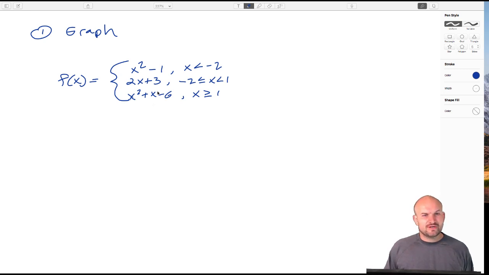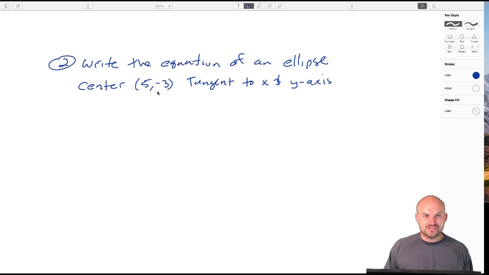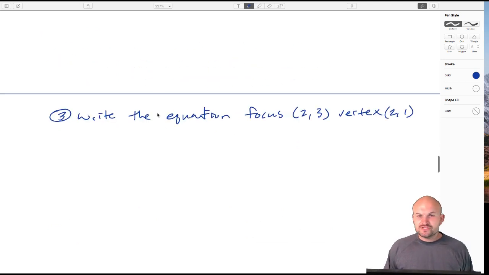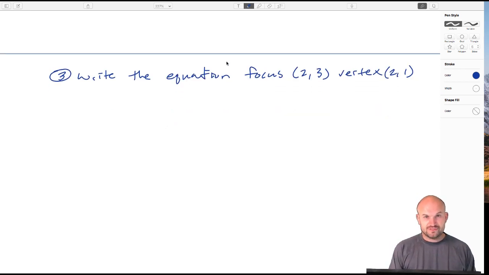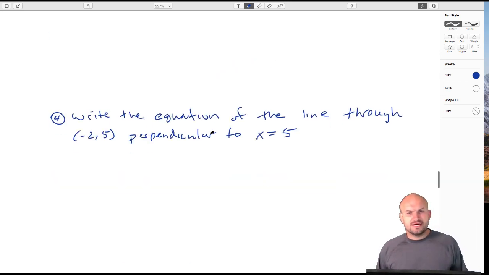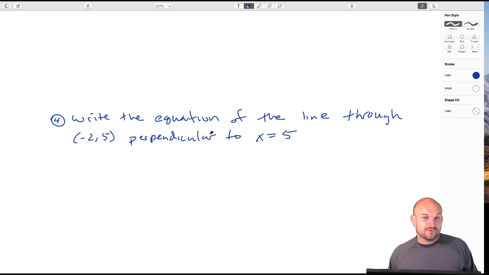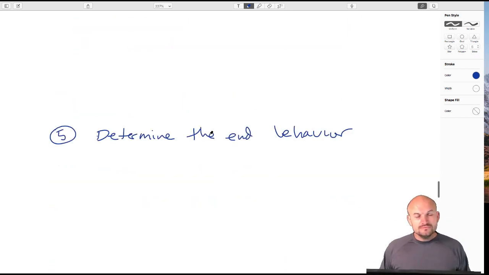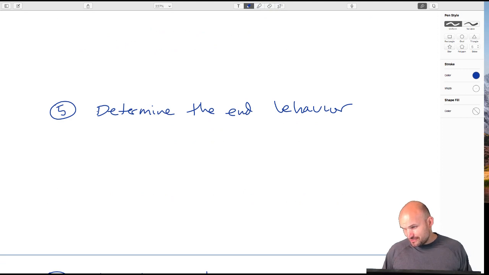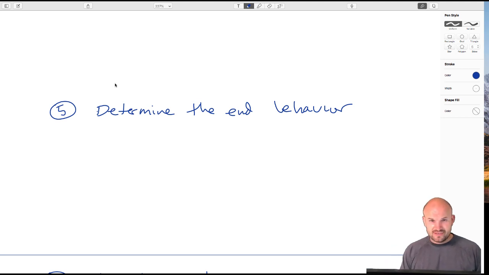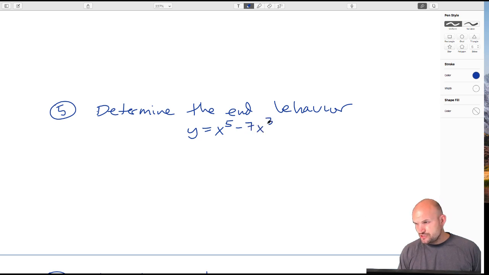So we have a graph of piecewise functions, and writing the equation of an ellipse. Then we'll go ahead and do writing the equation of a parabola, which I forgot to write in there, so I guess I could do that. All right, then we're going to write the equation of a line through a point that is perpendicular to another line. We're going to determine the end behavior. Somebody gave me a question, and I forgot to write it down. Let's see if I can find that. So that is the end behavior of y equals x to the 5th minus 7x cubed plus 2x minus 3.